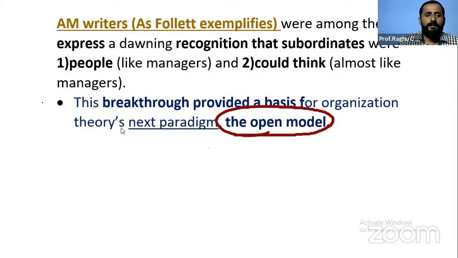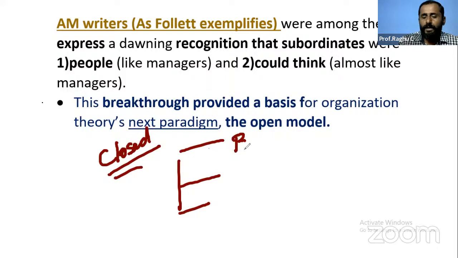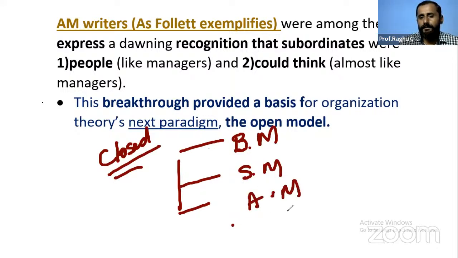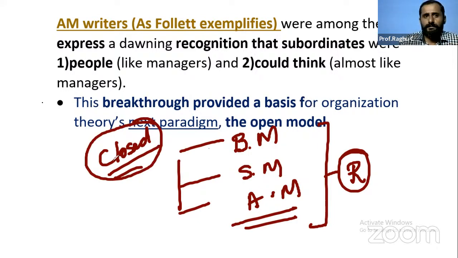Now, please answer this question. In the closed model, we have got three. One is the bureaucratic model, another is scientific management, then next is administrative management. Among all these, which is more rigid, which is more closed? Very good. Bureaucratic is a highly closed model. So which is less closed? Which is the less closed model? Administrative management. Very good.